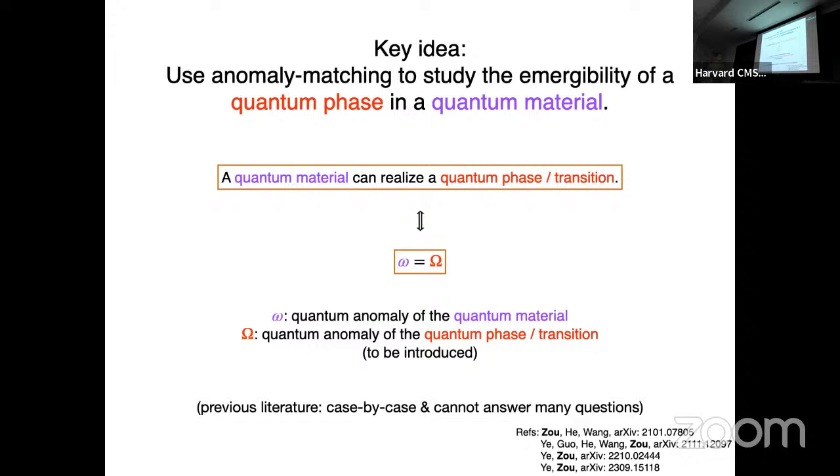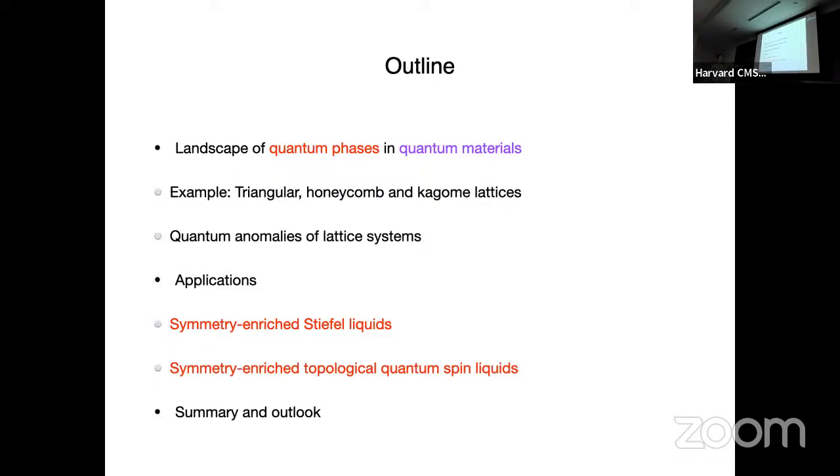In the previous literature, people also had various ways to check this, but the methods are kind of case by case and couldn't answer many questions. Later, I will show you some examples where many questions that were hard previously can now be answered. So this is the outline. I will first give you the general framework to study this landscape of quantum phases in quantum materials. I will start from the example of triangular, honeycomb, and Kagome lattices, and then summarize it into this framework, namely anomalies of lattice systems, and then show you some applications. The applications are about gapless states and gapped states.